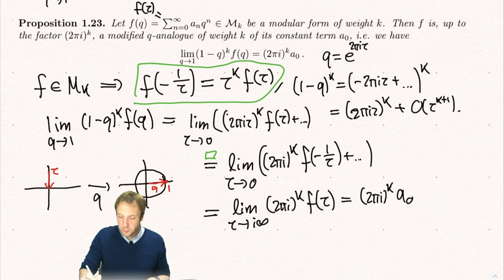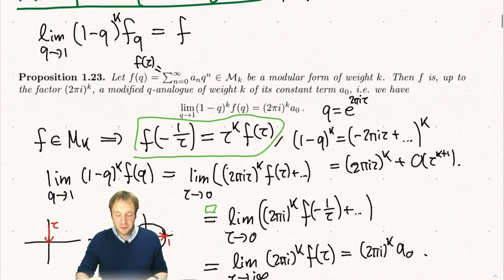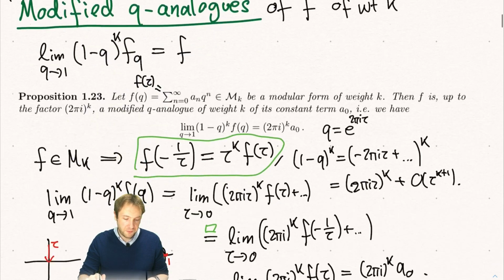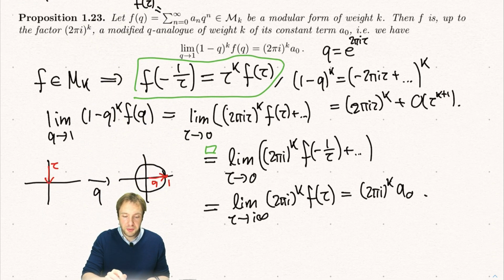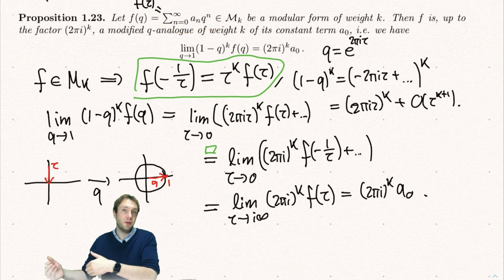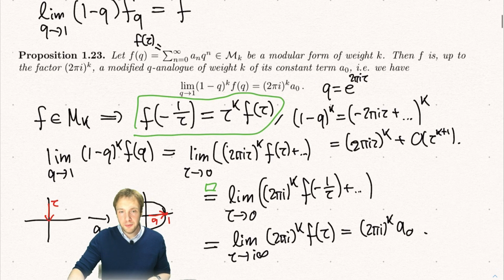Okay, so this is one way to prove this fact, and therefore every modular form is a modified q-analog of its constant term. So in other words, if you have the Fourier expansion of a modular form, but you forgot the constant term, then from the rest of the q expansion, if you know this is a modular form, you can get back the constant term by taking this limit here.